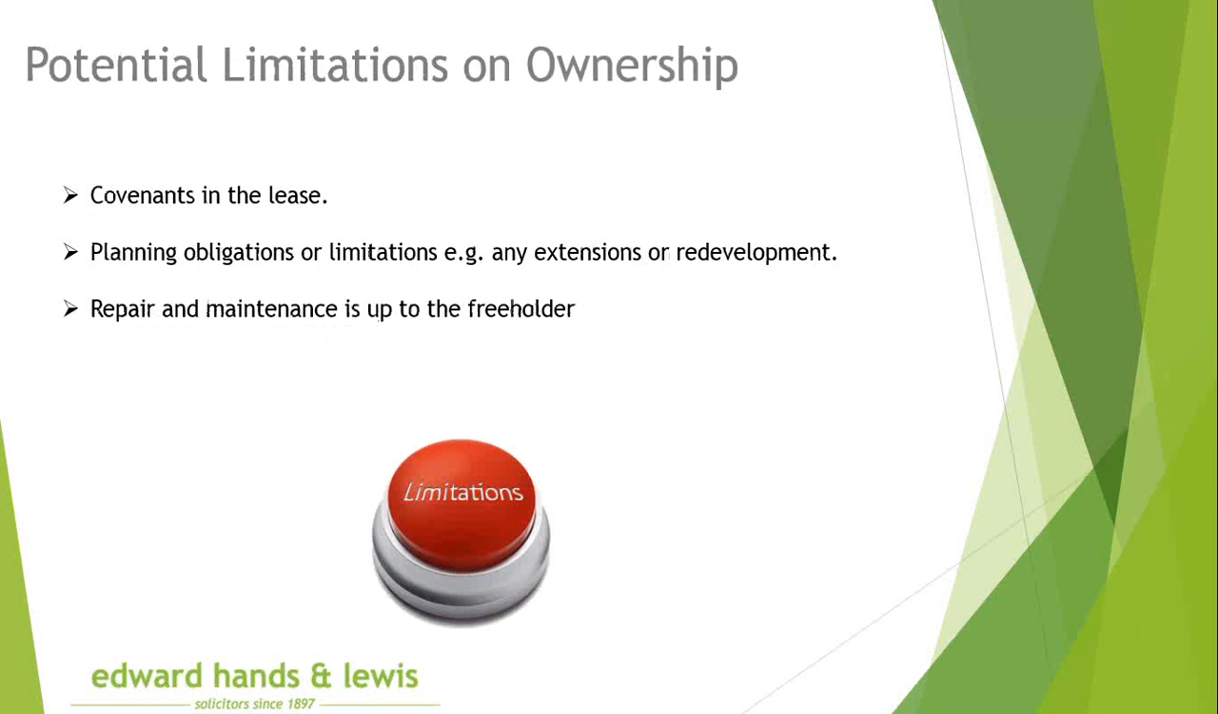So what are the potential limitations on ownership of the freehold then? So we go back to covenants in the lease. They are potential limitations, such as the ones mentioned earlier. We've got planning obligations and limitations, such as extensions, redevelopment will need to be approved by the local authority, or the property might be in a restricted development area. And repair and maintenance, so that's always up to the freeholder, but naturally, in order to enhance the value of the property, the freeholder will keep the property in good repair.